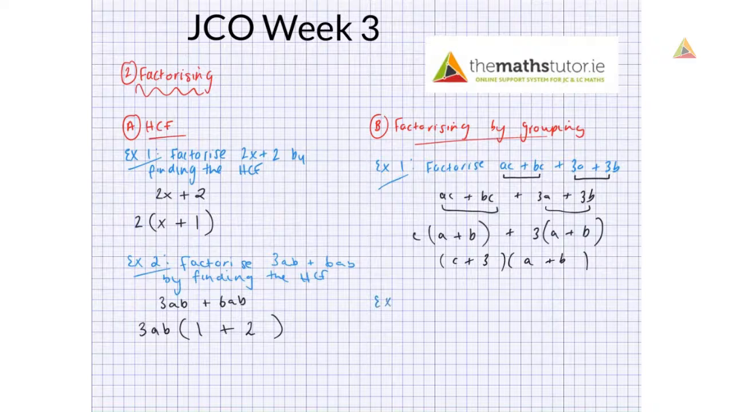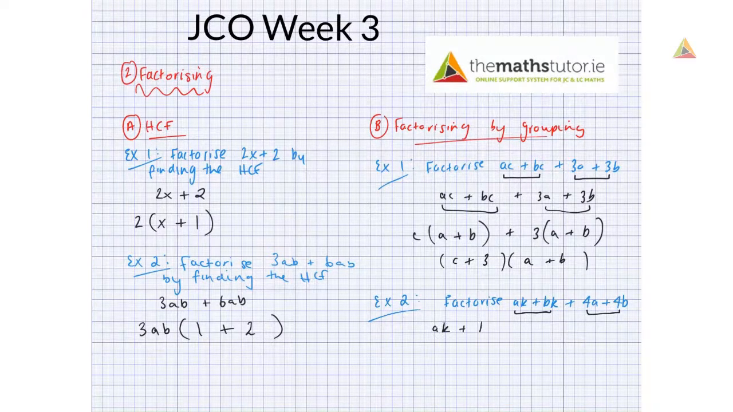So example 2, and again you're going to be asked to factorise. This time it's going to be AK plus BK plus 4A plus 4B. Okay, so we're going to pick which ones we're going to group together. We'll group these two because they both have K, and we'll group these because they both have 4. So it's going to be AK plus BK plus 4A plus 4B.